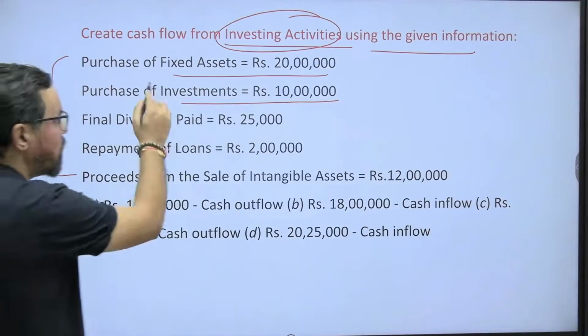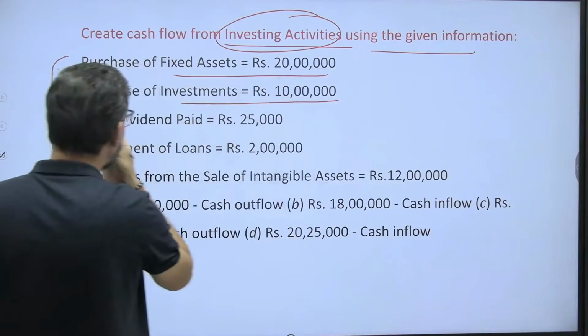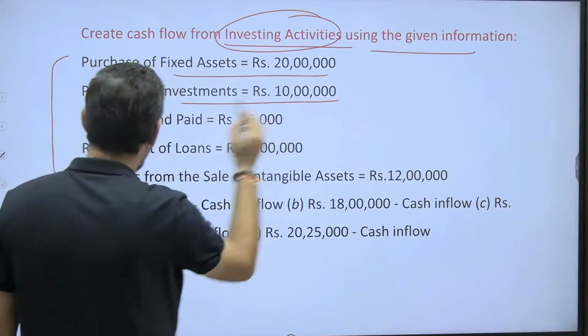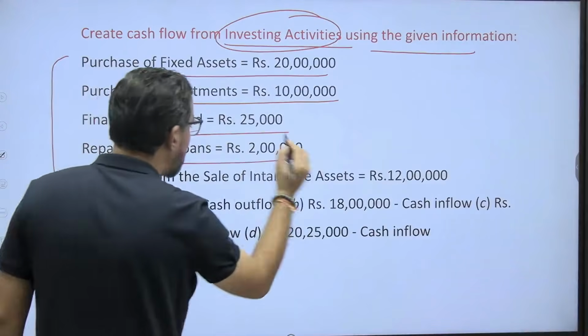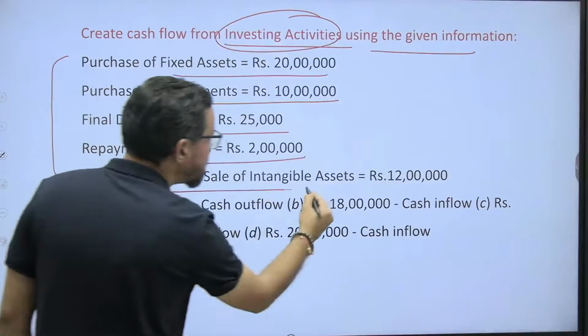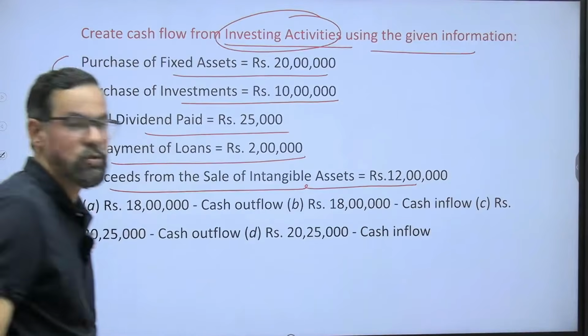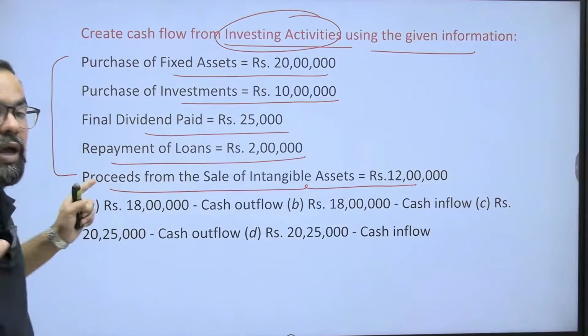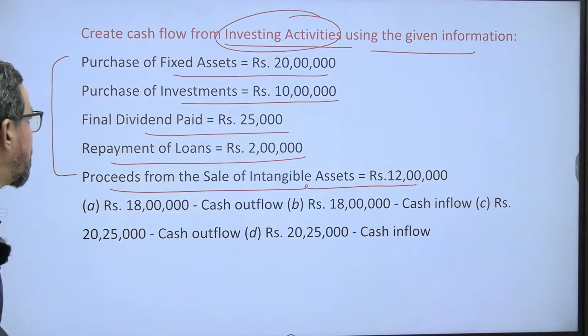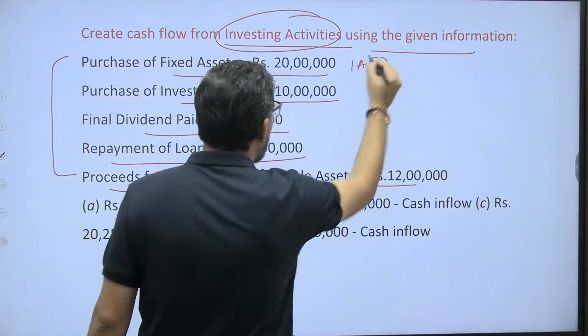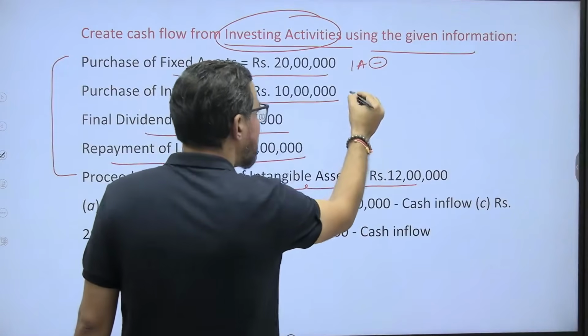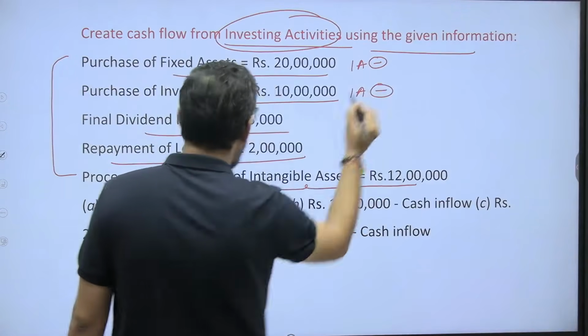So purchase of fixed asset 20 lakhs, purchase of investment 10 lakhs, final dividend paid 25,000, payment of loans 2 lakh, proceeds from sale of intangible asset 12 lakh. First we have to segregate these. Purchase of fixed asset is investing activity and outflow. Purchase of investment in other company is also outflow.